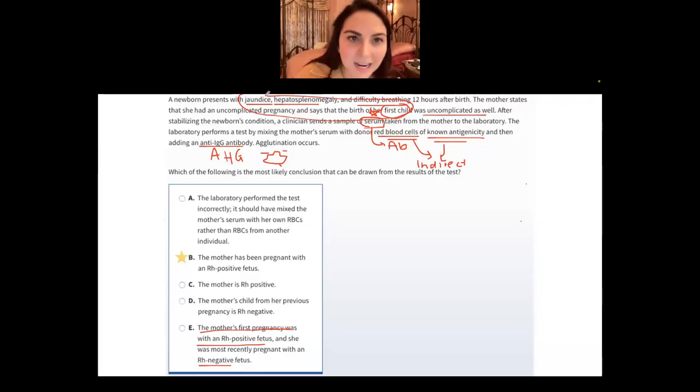Because remember, with blood typing, mom's RH negative and if she has an RH negative fetus, that shouldn't be an issue at all. It's only an issue if the fetus, as it's developing, is RH positive. That's when it becomes the issue.